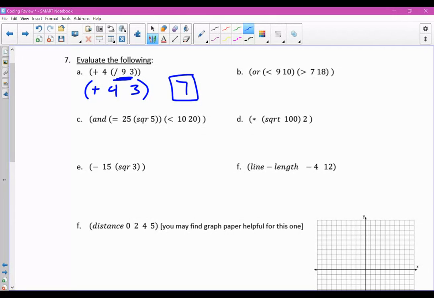Letter B, or less than 9, 10, greater than 7, 18. So these two statements here, this is saying 9 is less than 10, and this one is saying 7 is greater than 18. So we got to think about this here. Anytime I see less than, greater than, equal to, those are true or false statements. So is 9 less than 10? Yes, so this is true. The second piece, is 7 greater than 18? No, so this is false. Now when we think about or, I only need one true statement to make the entire thing true. So since we have one true statement, this entire thing is true.